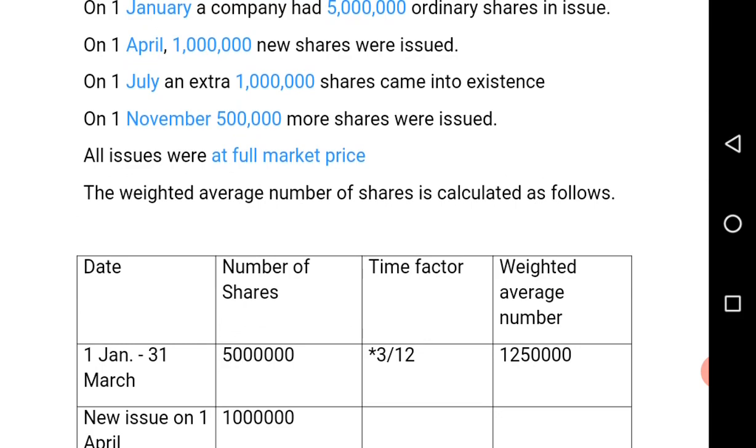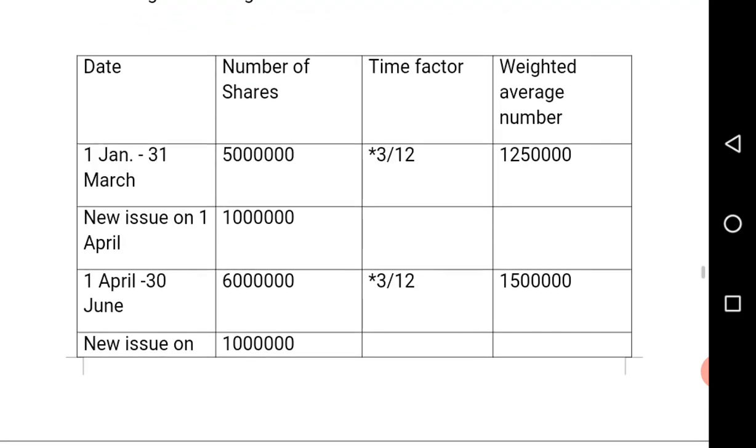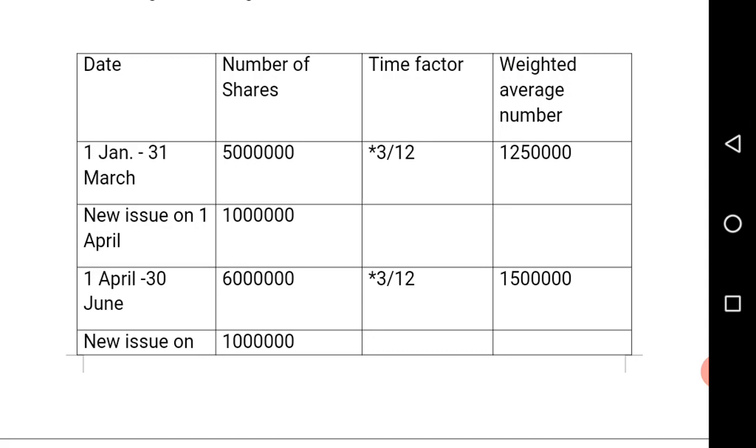So April to June, the same method we used for January to March, we would also do for April to June. So we have 3 months also. Now our total number of shares is 6 million. 3 over 12 times 6 million, we have 1.5 million.